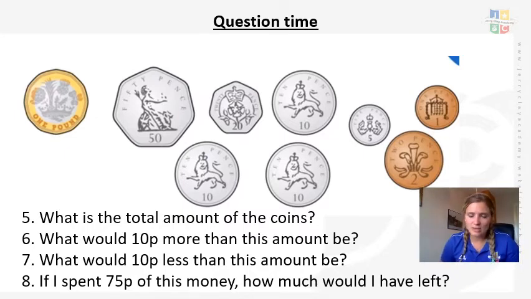Then using that amount, I'd like you to tell me if there was 10 pence more, what would the amount be? Then looking at the amount again, if there was 10 pence less, what would the amount be? And if I spent 75 pence of the money that I have already got here, how much would I have left over? So you're finding the amount and then you're finding what 75 pence would be less. I'd like you to have a go at doing this now. Once you've had a go, press play and we'll see if you've done the correct working out to see if you've got the correct answer.